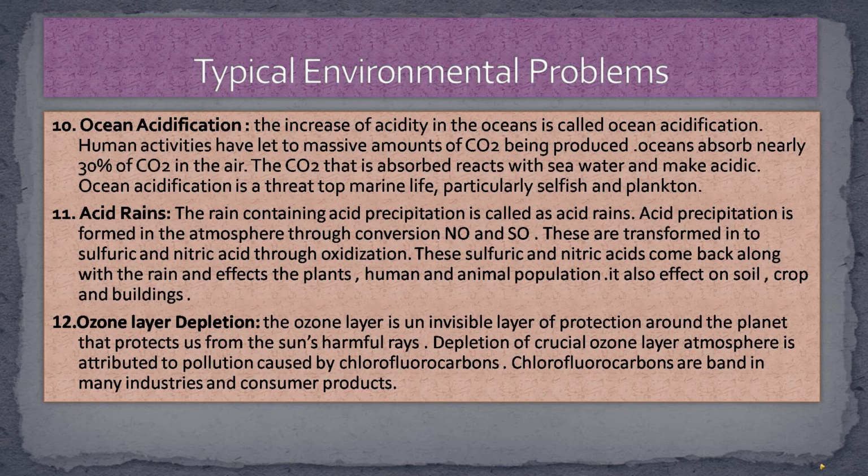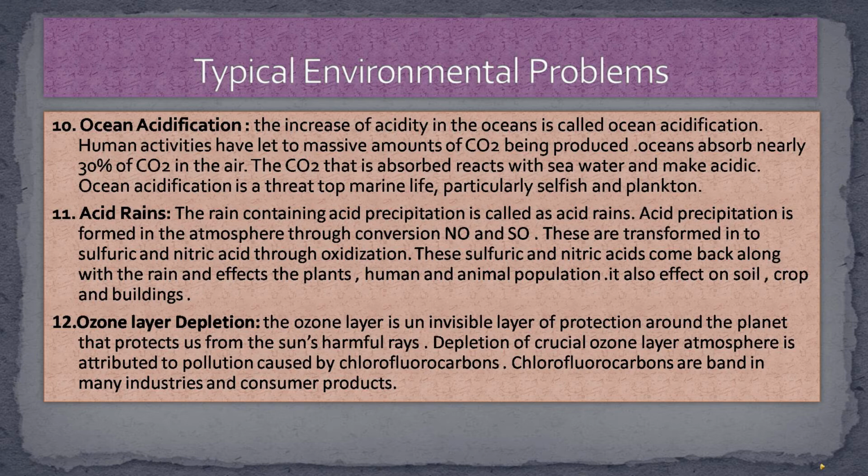This nitric acid and sulfuric acid are chemicals which mix with rain, snow and fog, resulting in acid rain. And this is a chemical rain which is harmful to plants, animals and humans, and also for the crops, the soil, and the buildings.